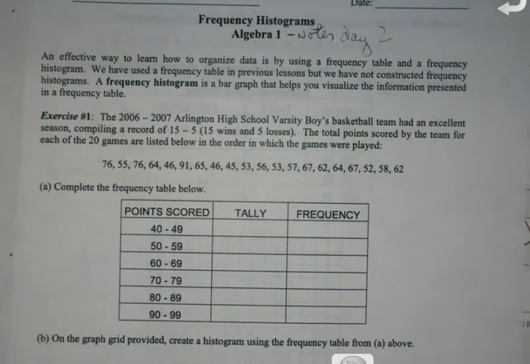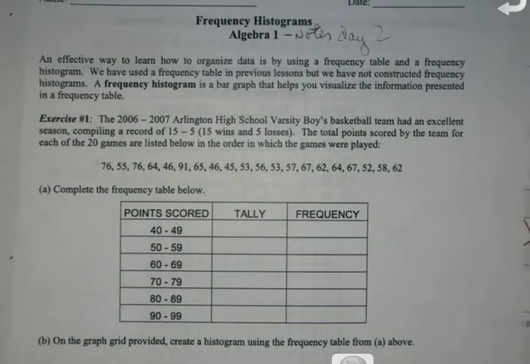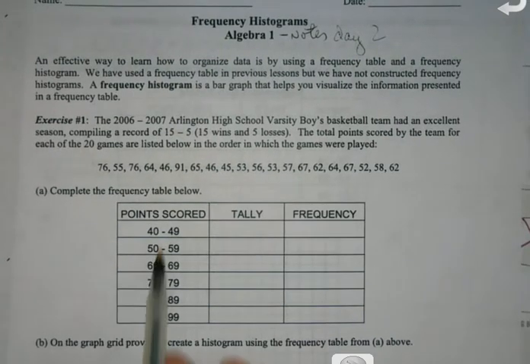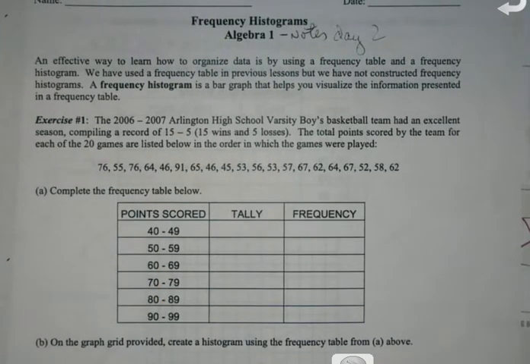We get to play with histograms. Like I was just saying, kind of like a bar graph, except with a range of values in each portion instead of just one. Okay, so let's see what we got to work with here. We have a varsity boys basketball team, 15-5. Total points scored by the team for each of the 20 games listed below, in the order in which the games were played.